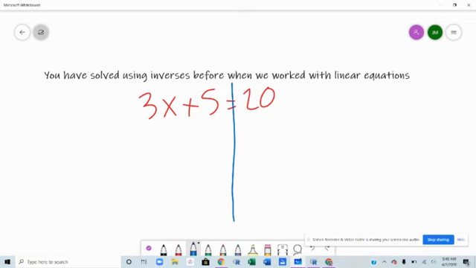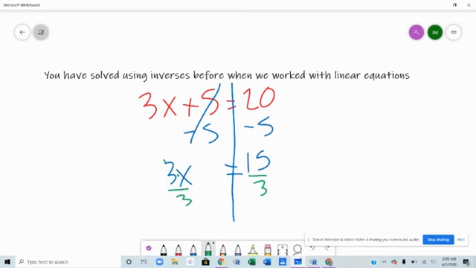If you needed to, you drew your line down the equal sign. You had plus 5, so the inverse of adding 5 is subtracting 5. Gives you 3x, 5 minus 5 is 0, equals 20 minus 5 is 15. Then you had 3x, which remember is the same as 3 times x, so the inverse of multiplying is dividing. 3 divided by 3 is 1, so it's gone. X equals 15 divided by 3 is 5. And there you solved your equation using inverses. So that is not anything new.